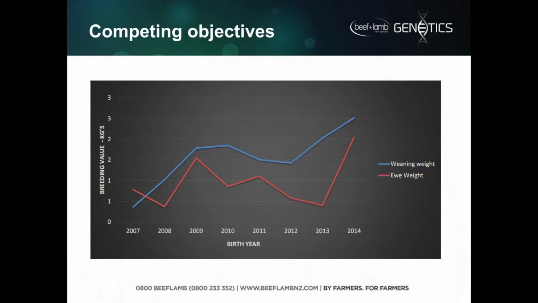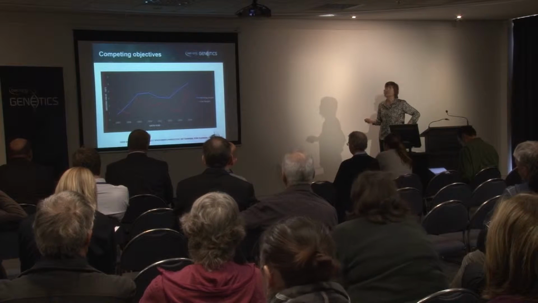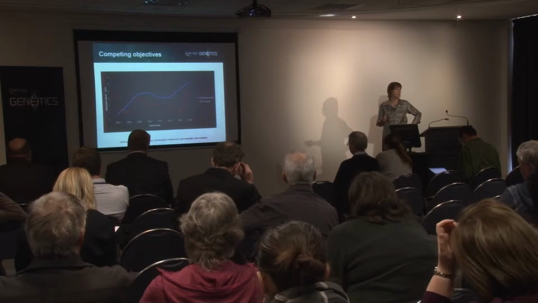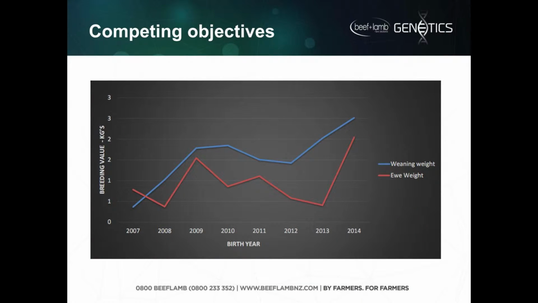Once you've actually selected your traits, how do they compete with each other? What I've got up here is a graph, this is some real breeder data, of progress made in weaning weight and ewe weight. So basically everyone wants their lambs to grow fast, we want big lambs, we want to kill them early. Weaning weight is one of the key drivers within our economic index, but the trouble is weaning weight's also linked pretty closely to ewe weight. So if you want bigger lambs, often you have bigger ewes. And this is a bit of a competing objective.